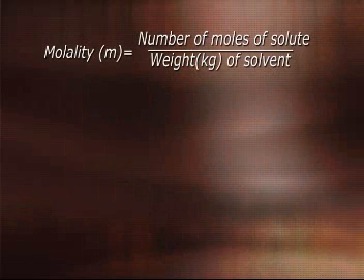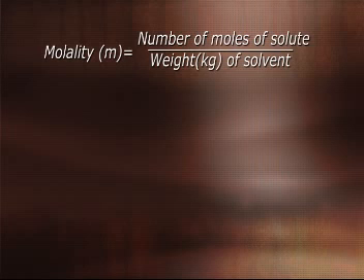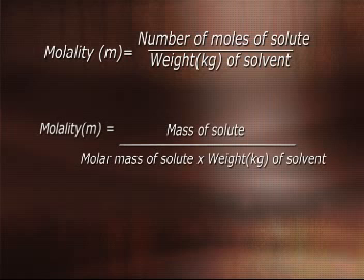There are 2 equations that can be used to determine molality. Please copy both of these onto a piece of paper because you will need to refer to them later in the lesson. In the first, molality is equal to the number of moles of solute divided by the weight of the solvent in kilograms. In the second equation, molality is equal to the mass of solute divided by the molar mass of the solute times the weight of the solvent in kilograms. Either of these methods can be used depending on the information you are given.